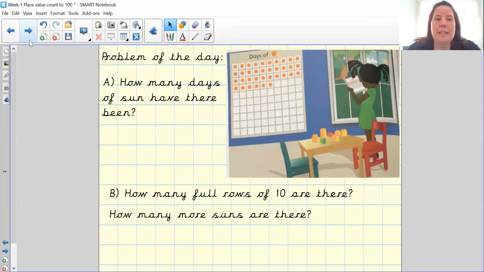So we are going to begin today with our problem of the day. In the Langley Academy Primary, we have been taking note of all the days of sunshine. We have made a table on the screen, as you can see. What I'm going to ask you to do is to tell me how many days of sunshine there have been. And then part B is how many full rows of 10 are there and how many more suns are there. So stop the video now while you solve this problem. I'm going to go through the answers on the next page.